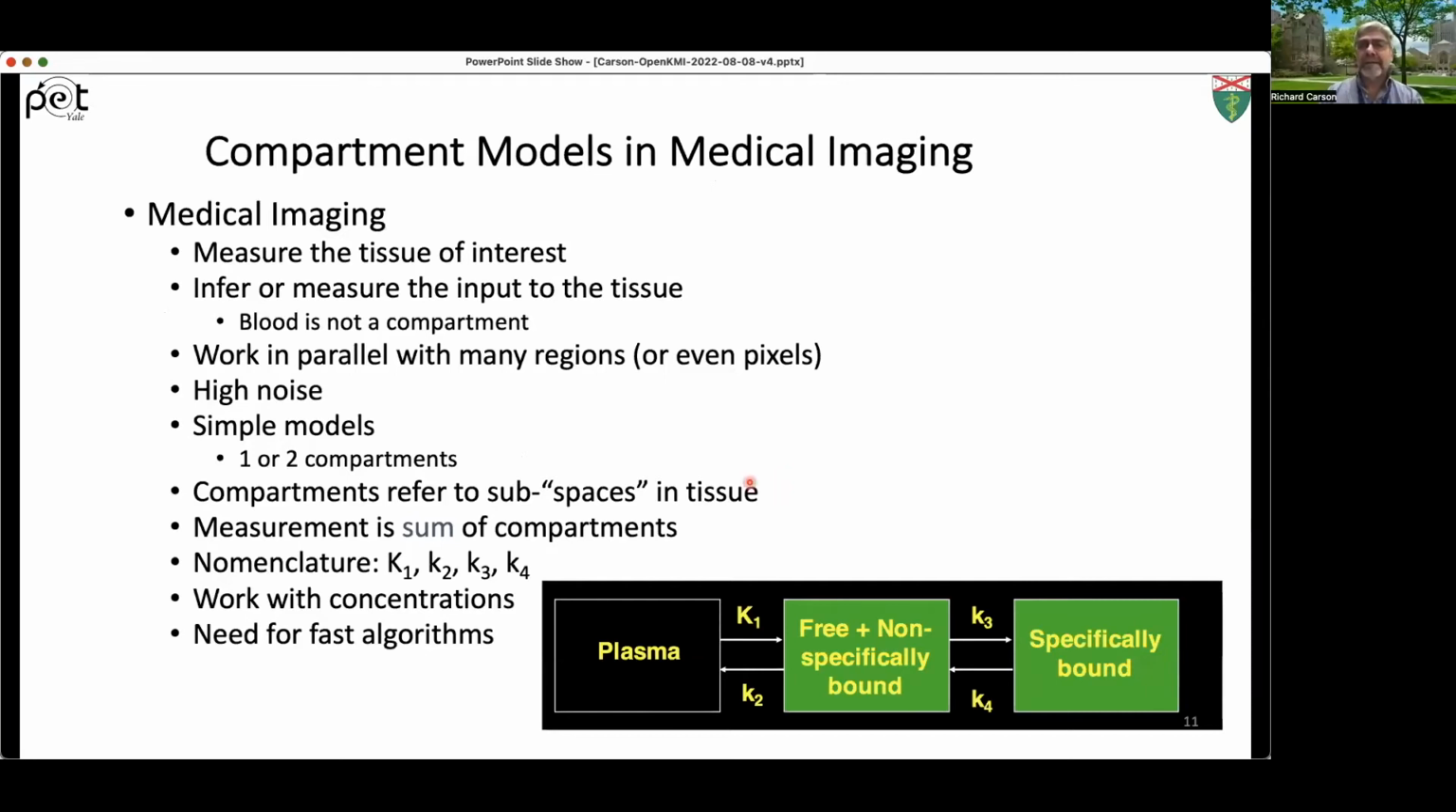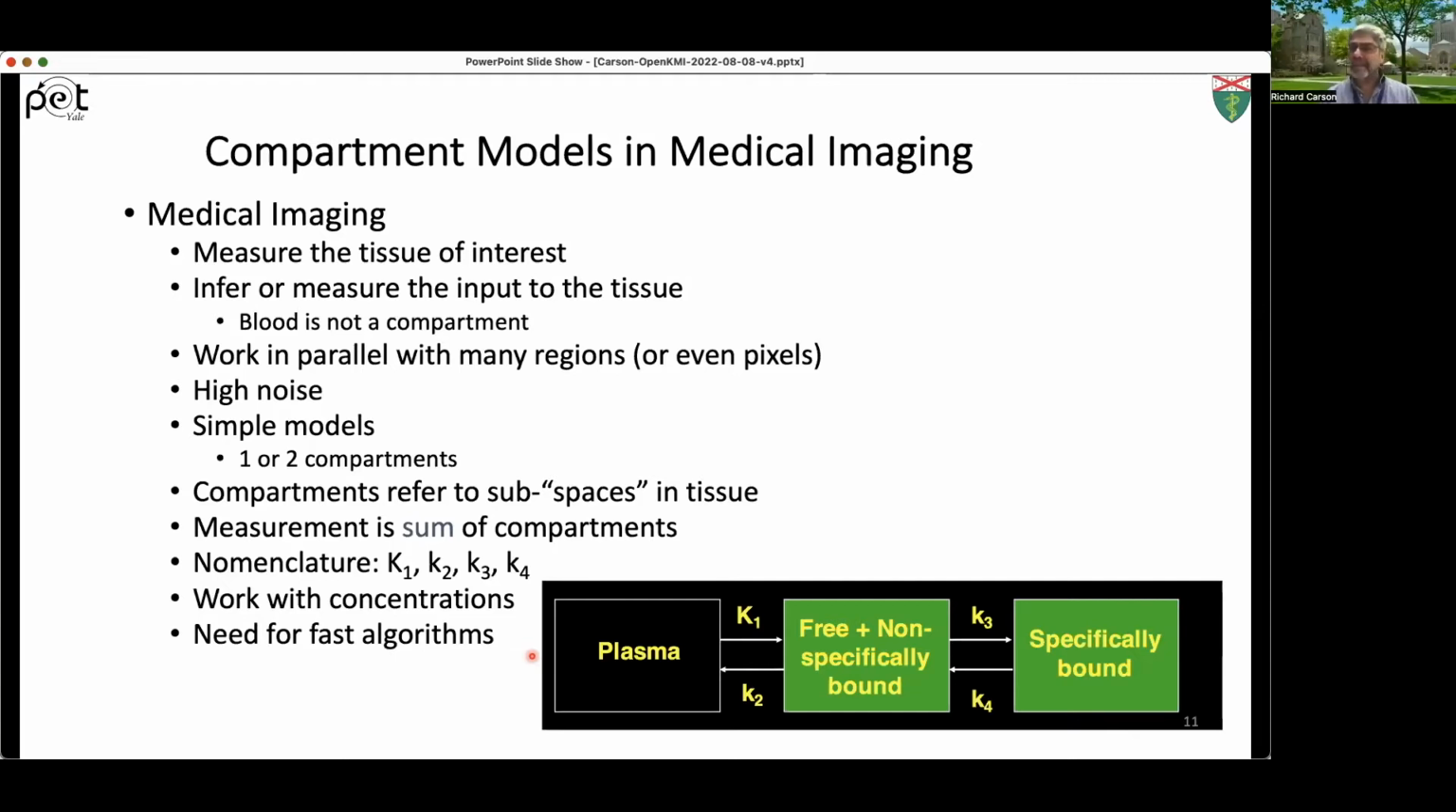Now, the other downside is we'd like to be able to make this measurement in very, very small regions, which means in general, we have higher noise. We tend to use simpler models. And when we talk about a compartment here, we're not talking about the liver or the kidney or the blood. We're really talking about subspaces like bound or free. And we use simple nomenclature, these rate constants, to describe those steps.